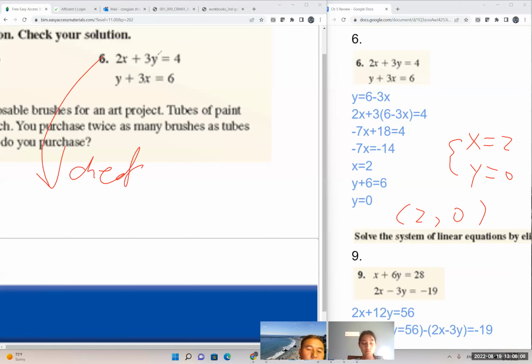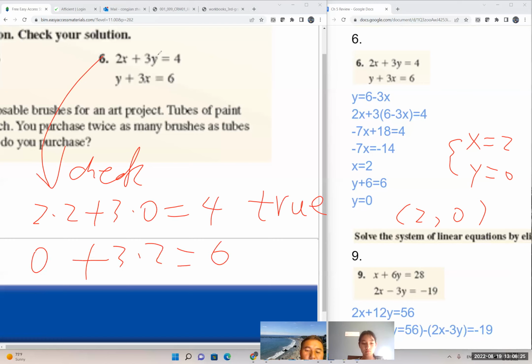you should write, for example, 2 times 2 plus 3 times 0 equal to 4. Then you mention it's true. 0 plus 3 times 2 equal to 6. Again, it's true. All right. This means check your solution. Yeah, but the good thing is you get correct solution. Even so, you'd better mention it clearly. This is your solution instead of just let people guess. All right.